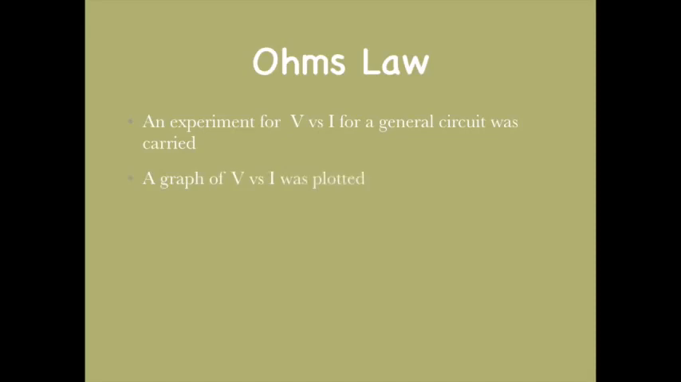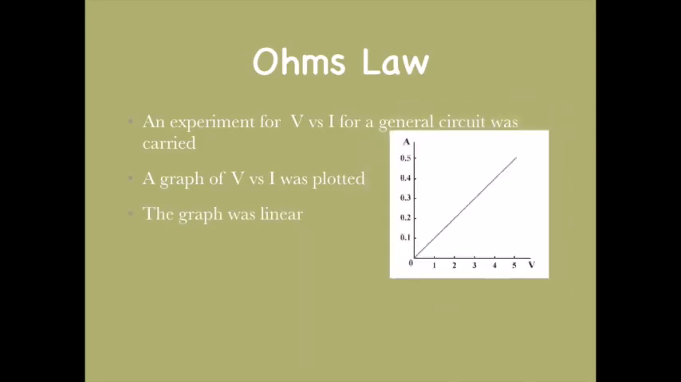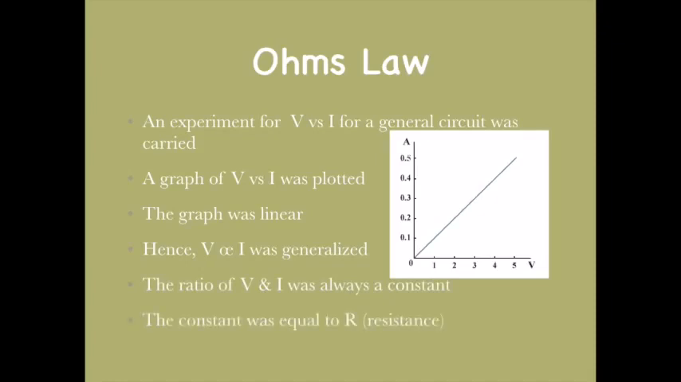For this, we need to go through a particular experiment conducted by Sir Ohm. In this particular experiment, a graph of V versus I was plotted, and the graph was found to be linear. Hence, the relation of V proportional to I was generalized. The ratio of V and I was always a constant, which is nothing but the slope, and the slope, which was constant, was equal to R. So this is how the formula was developed.